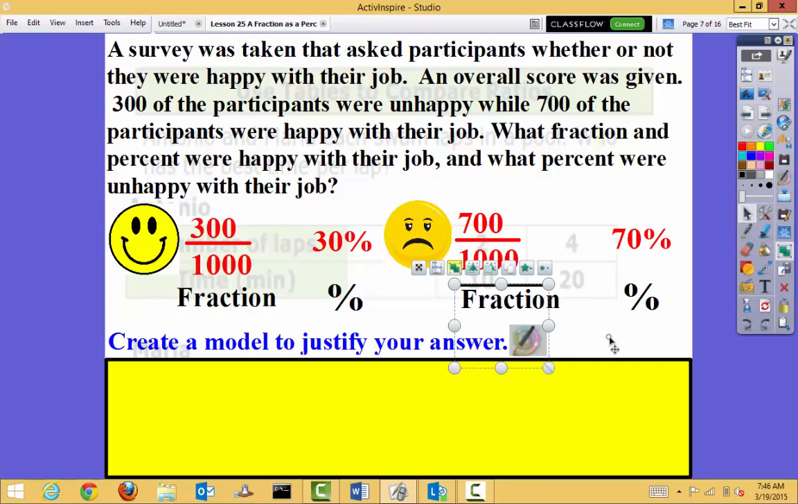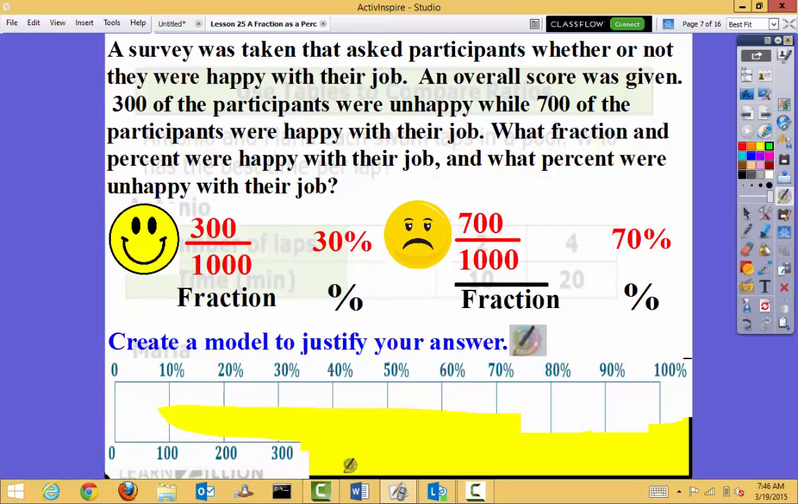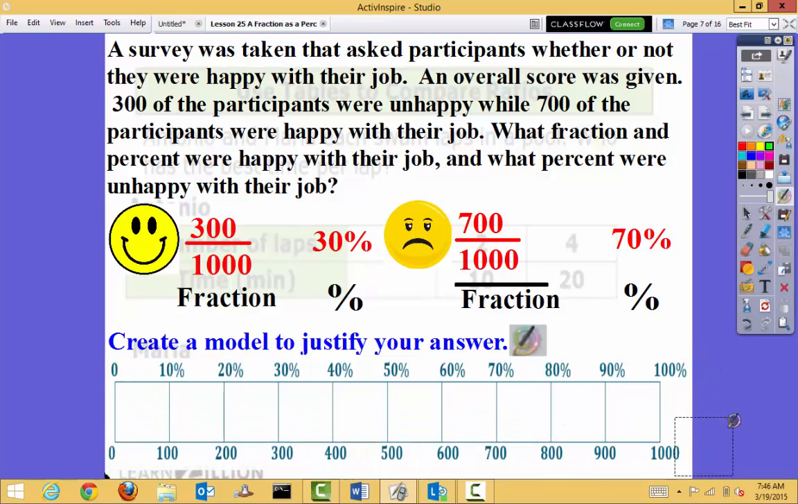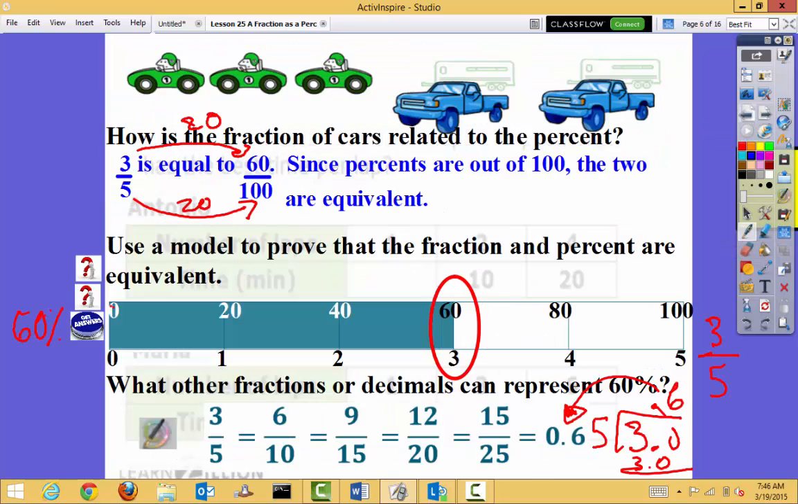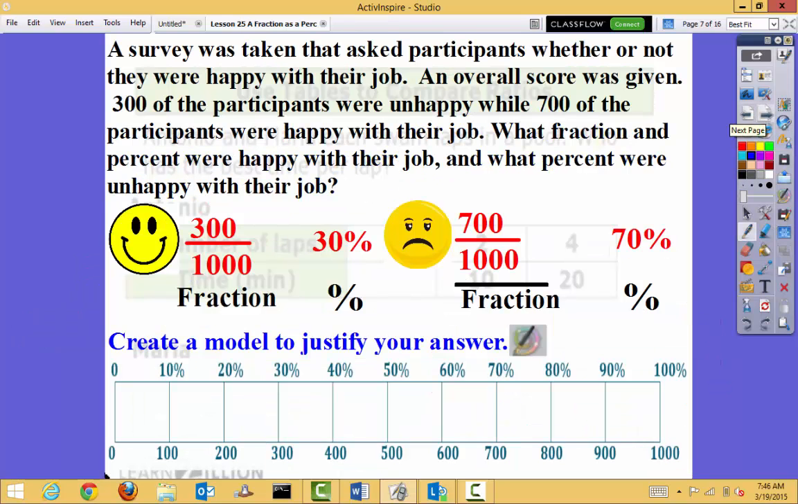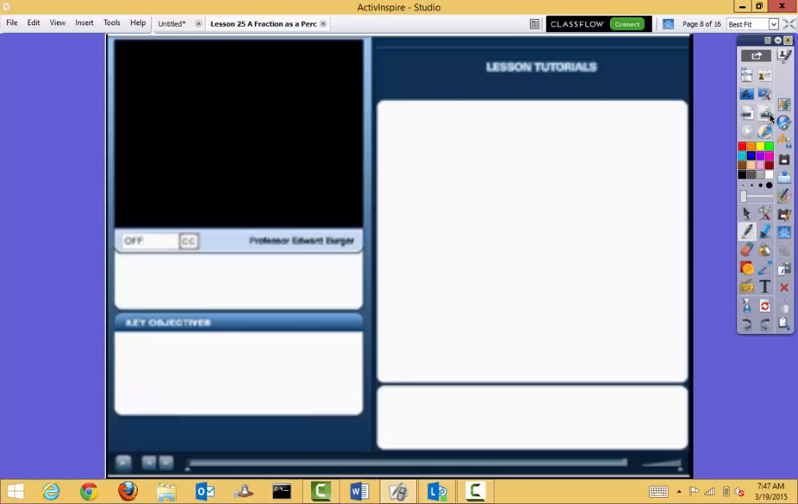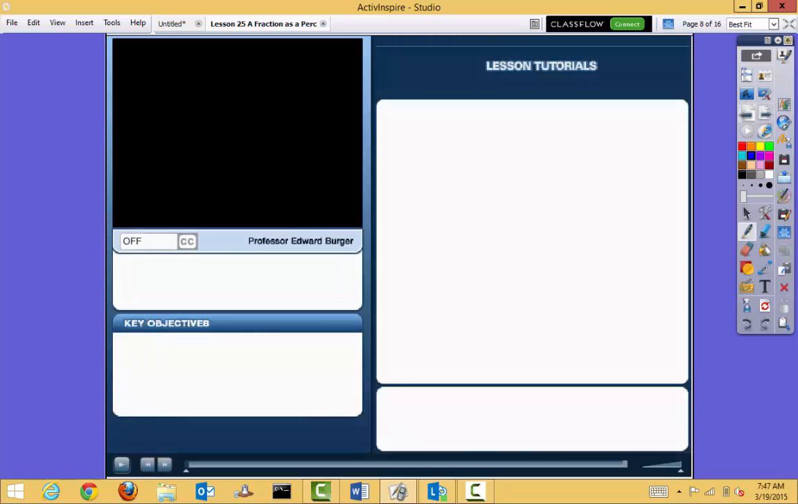Now I need to make a model. So how can I make this model? Man, my pen's just not going to cooperate today. My model can look like this. Same thing that I did. I have percents on the top, and then my numbers on the bottom. And let's look. 300 is right where 30% is. 700 people is right where 70% is. So here's a model that justifies or shows how I know my answer is correct. Alright, let's watch our next video.